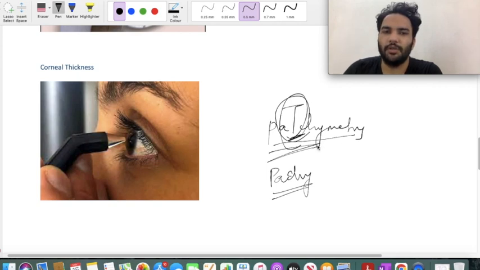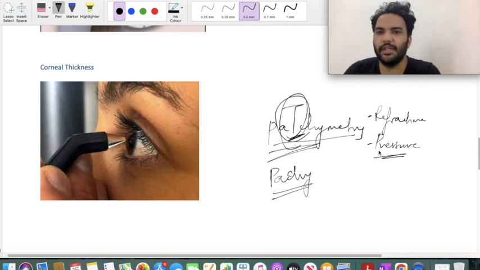Based on the thickness of the cornea, we can find out whether we can do refractive surgery or not, and also find out the pressure inside the eye, because the cornea can interfere with the measurement and can falsely increase or falsely decrease the pressure.